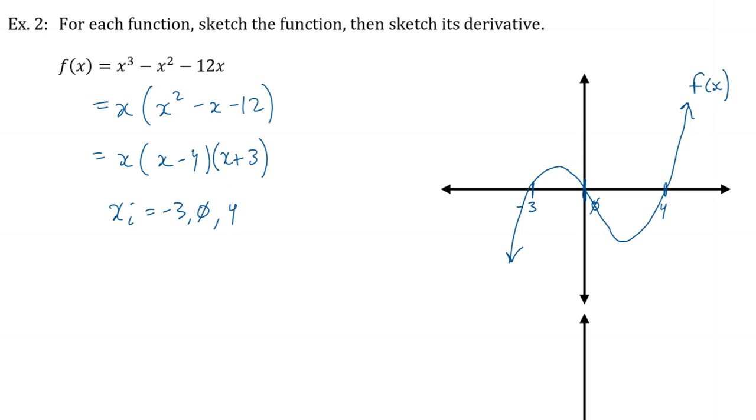Does that mean the derivative would be degree 2? Right? So the derivative, because this is degree 3, the derivative will be degree 2. It'll be a quadratic. And why does that fit? How am I going to know where to draw the quadratic?